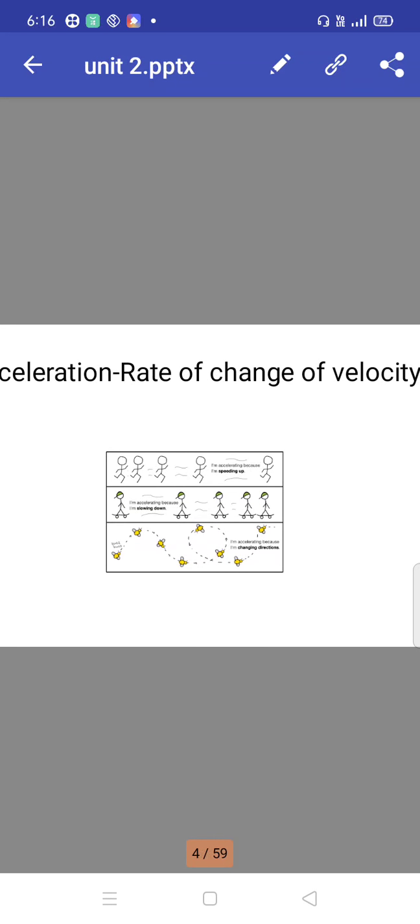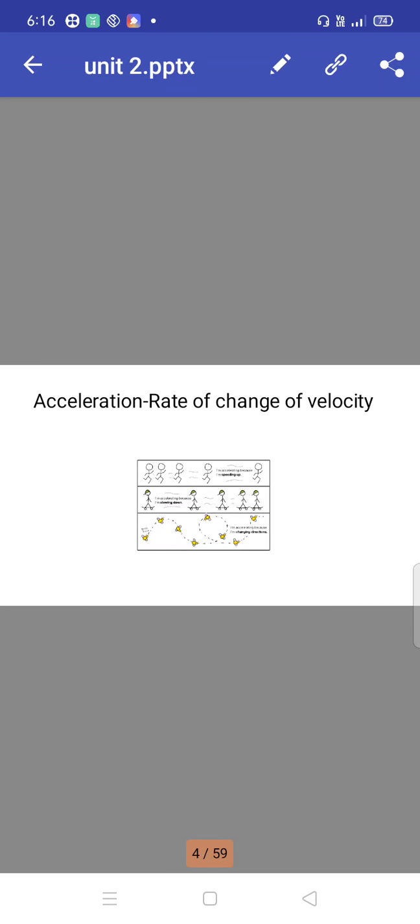Acceleration is the rate of change of velocity. That's why the acceleration unit is meter per second square. So velocity per time, or we can say meter per second per second. In terms of time, we use only seconds.